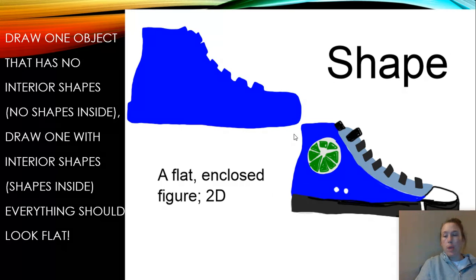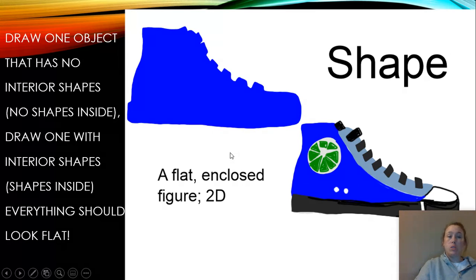The next one is shape, and this one has to have 2 images. A lot of people will just do one. You have to have 2, okay? So a shape is a flat and closed figure. It's 2-dimensional. It only has height and width.